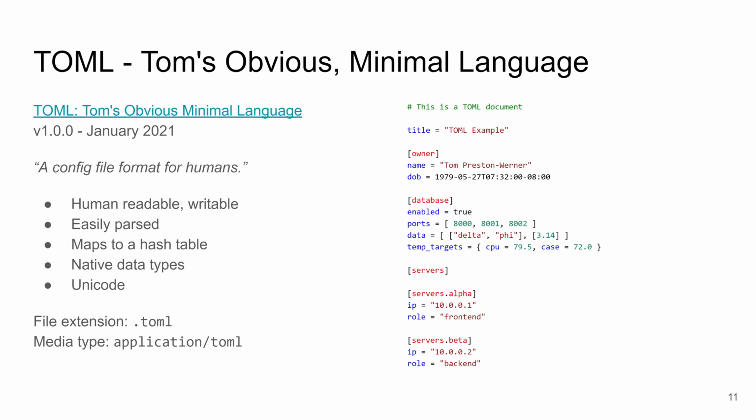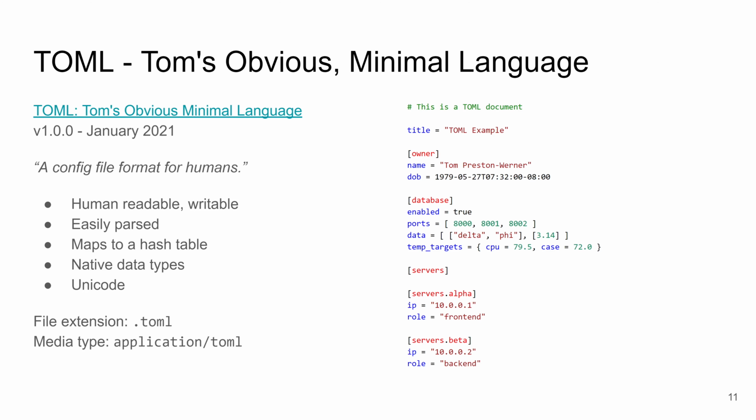It also maps to a hash table, but this time the implementation of TOML, the libraries for individual programming languages which are available, translate data types from TOML into native data types in that particular programming language, which means that the values are no longer just strings as in INI files and properties files. In TOML, those values actually have data types.